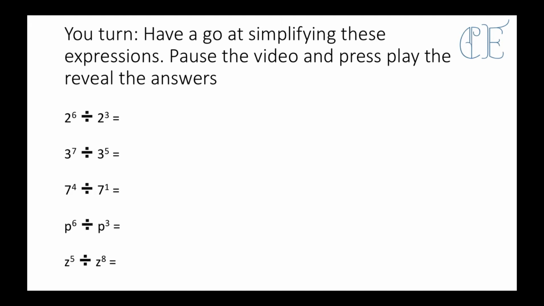Okay, if you've had a go at the questions, here are your answers. So the first one, 2 to the power of 3, because obviously we have to do 6 take away 3. And then 7 take away 5. 4 take away 1. 6 take away 3. And 5 take away 8. Okay, so that would be minus 3. Okay, be careful. Remember, if the number on the top of the fraction or the first one is smaller than this one, you're going to end up with a minus answer. So just be careful there.